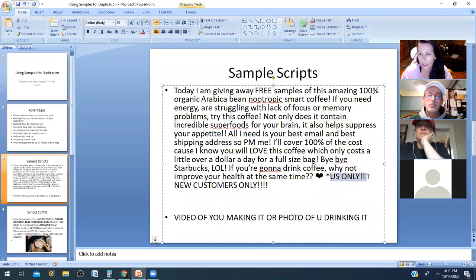Also, US customers only, because I don't want to pay $12.95 to ship something to England. It's just not worth it to send a sample for me. If somebody wants to do that, they can, but I just want to stick here in the US for this particular thing because the bill is on me.